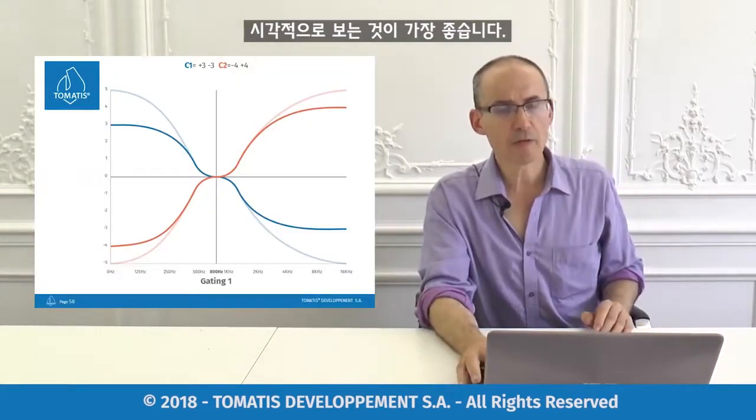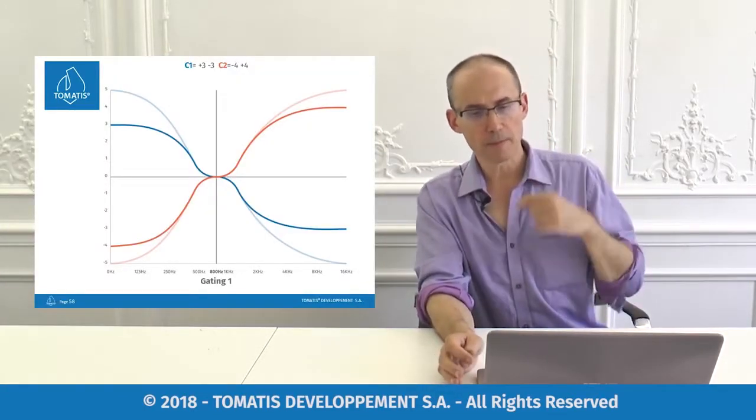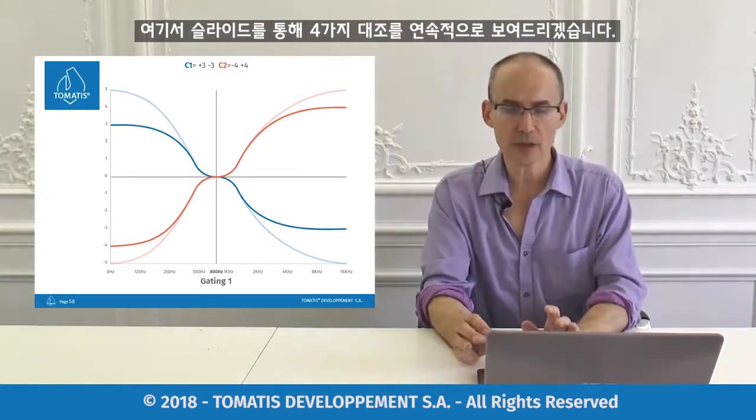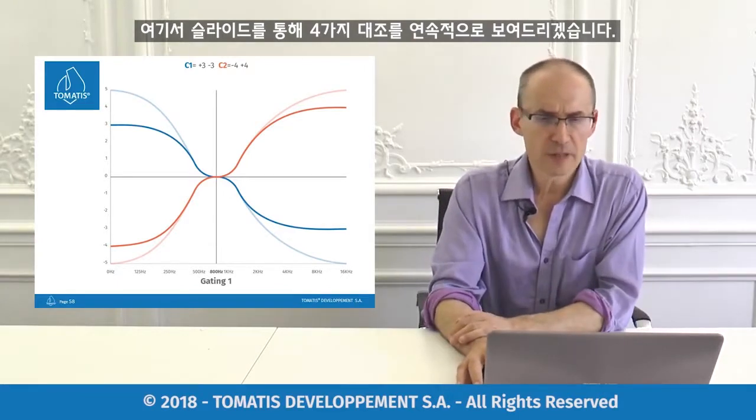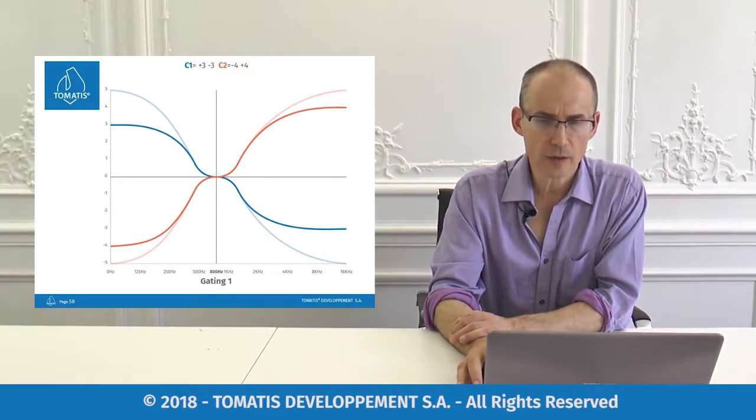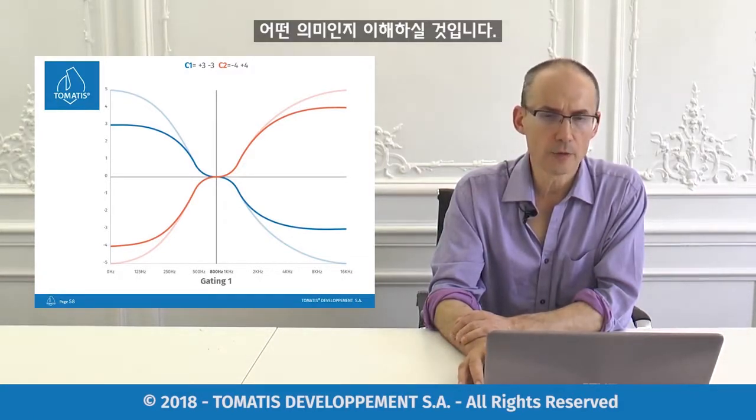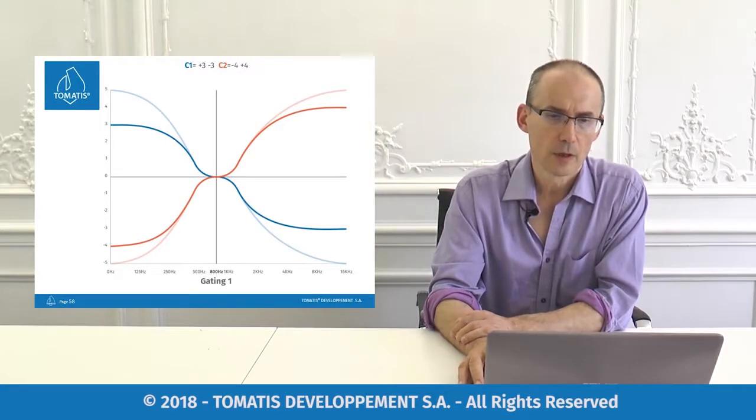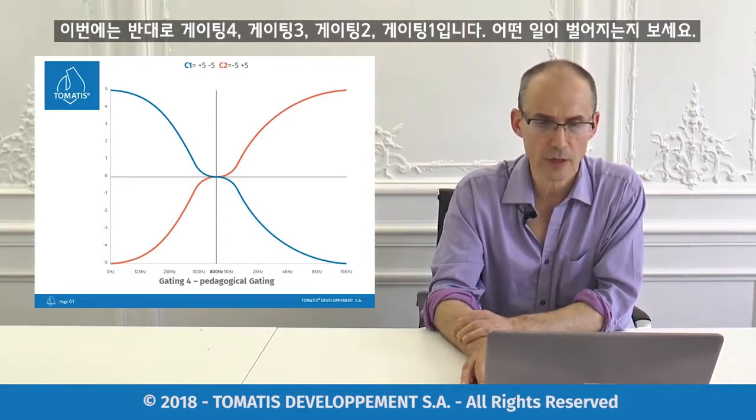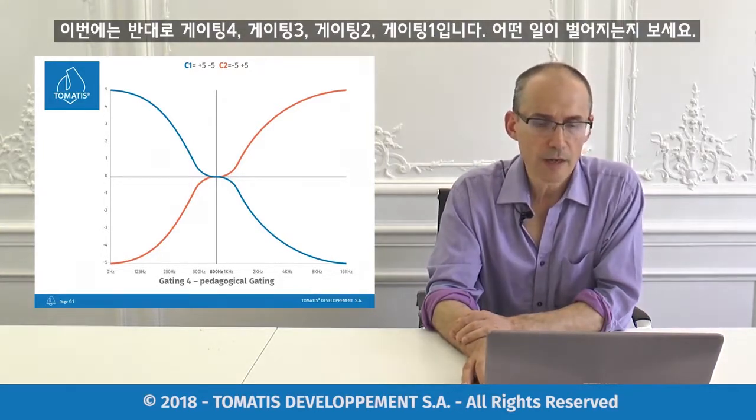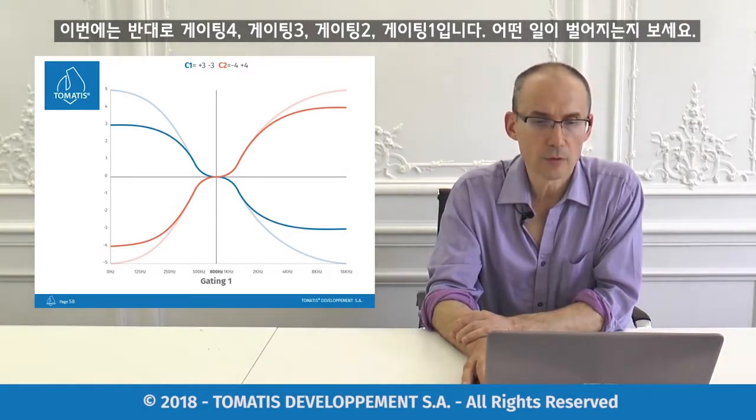So the best thing for you is to see that visually. What I'm going to do here on my slide is to display successively these 4 contrasts, and you will understand what it means. So this is gating 1, gating 2, gating 3, gating 4. Gating 4 is pedagogical. Once again, backward: gating 4, gating 3, gating 2, gating 1. You see what is happening? Look at what is happening.